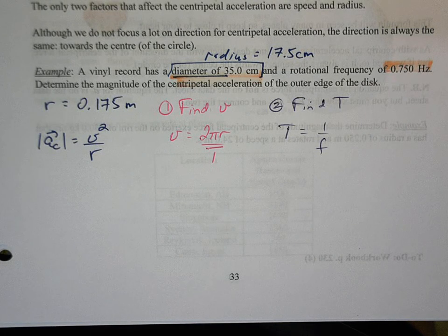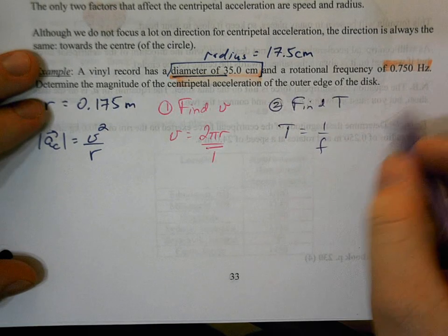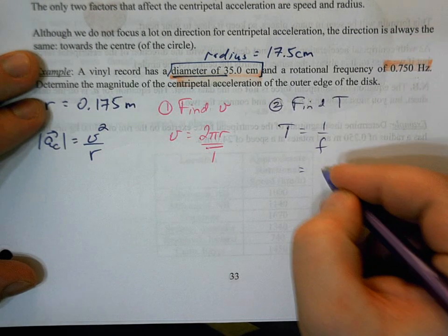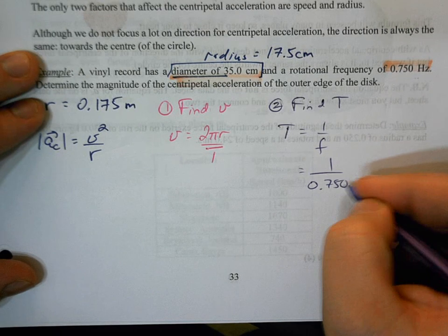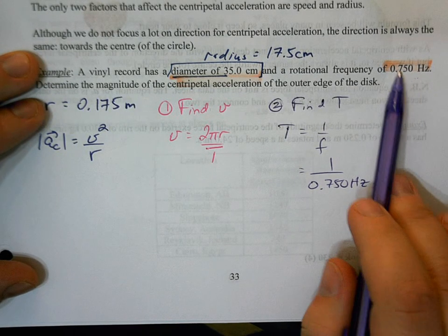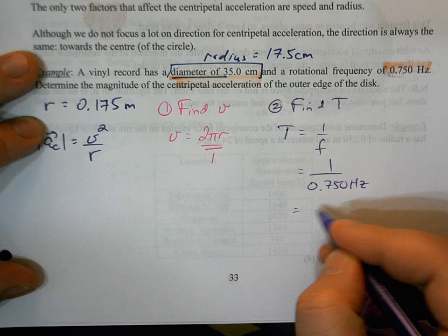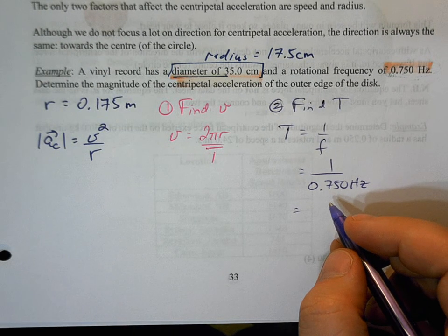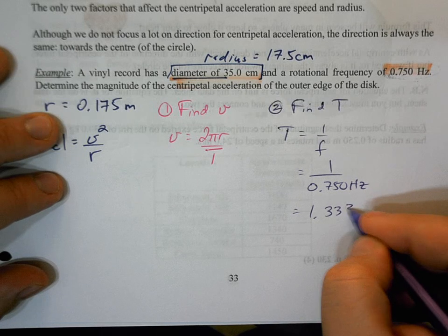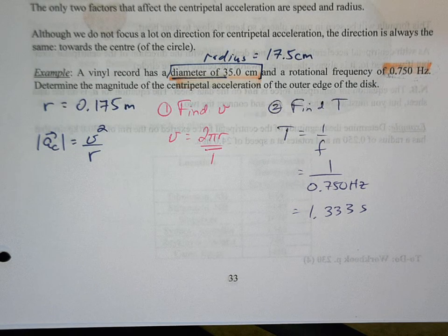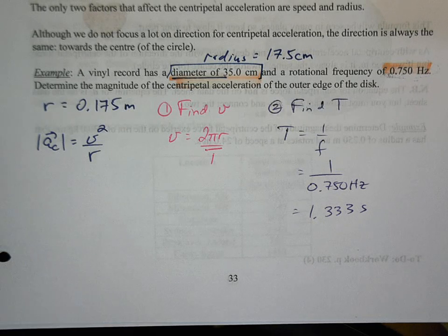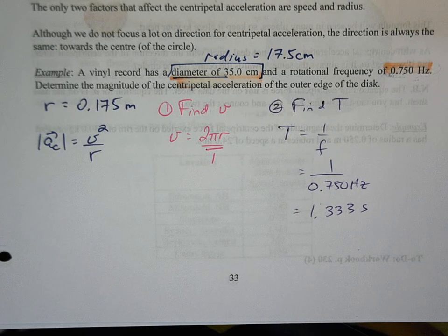A little later, we'll show you how to do this in one step. You won't have to do all this mess here. Well, the period being 1 over f, we're given the frequency. So this allows us to find the period. If we know that in a second this vinyl record does 0.750 revolutions, or 3/4 of a revolution, that's going to tell us that our period's about 1.333 seconds. So the time for that vinyl record to make one complete circle is about 1.333 seconds.